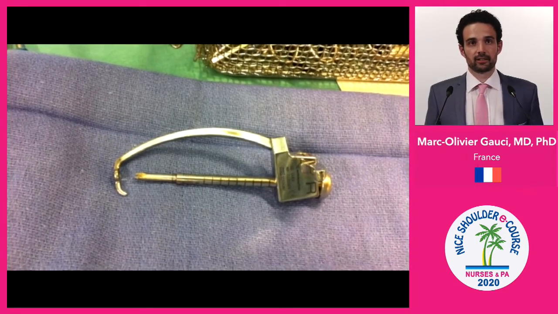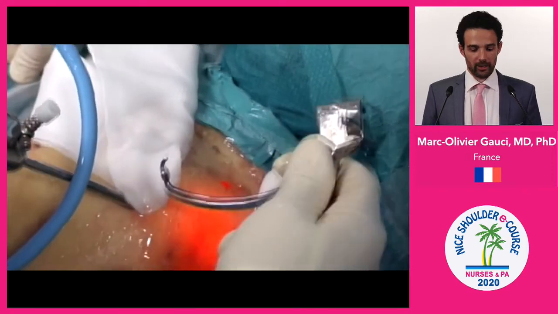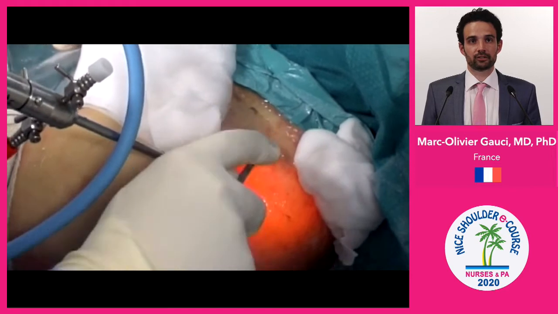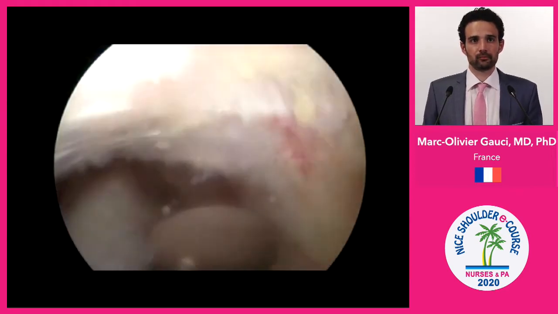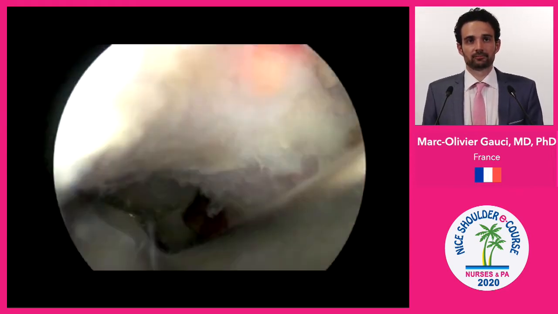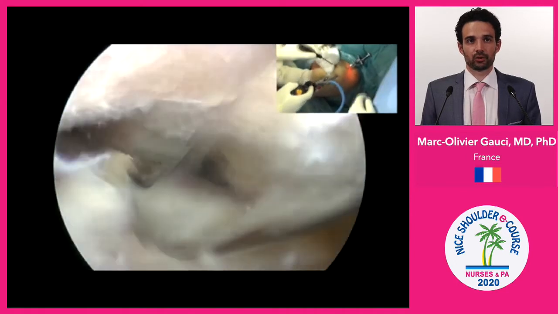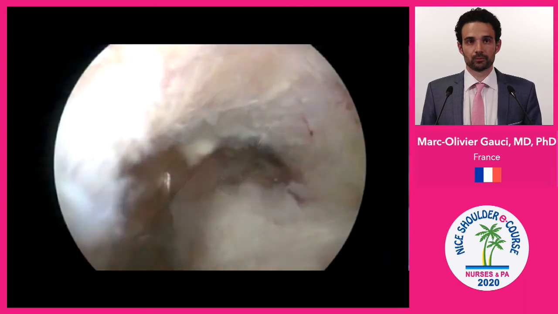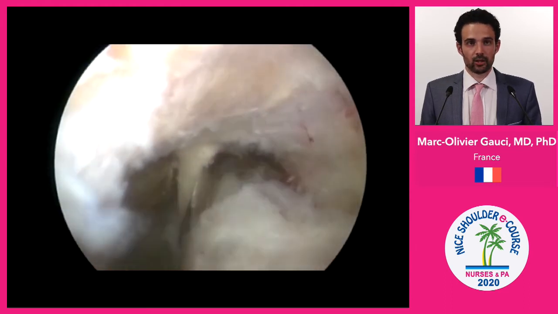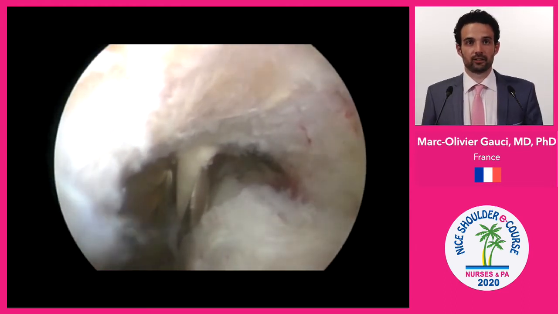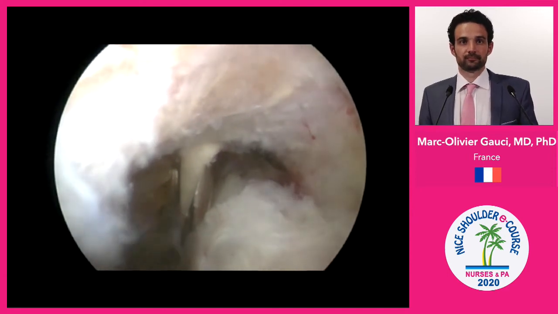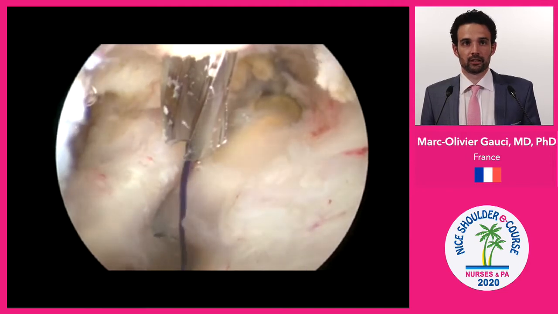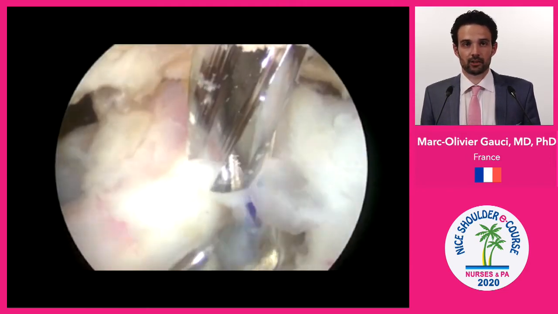Here is the device to make the drilling. So you put this spatula under the coracoid, and then you position your drill through the clavicle and then through the coracoid. It allows you to make a shuttle relay with the double button. Here is the suture you can take through the lateral approach.